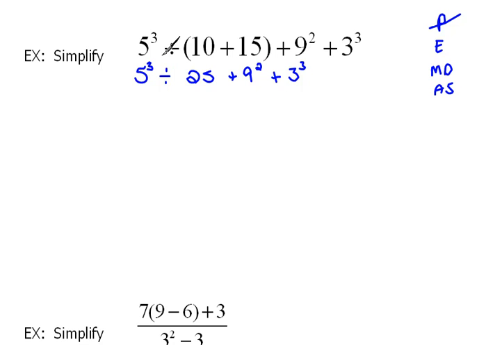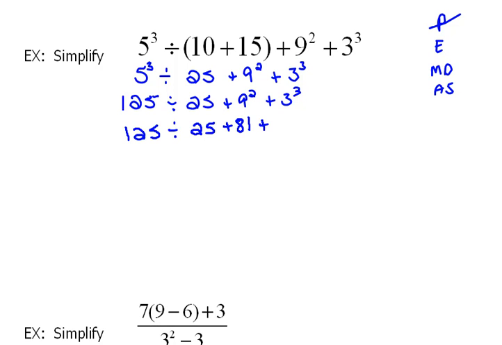So let's do the 5 cubed first. That means 5 times 5 times 5, which is 125. And then I'm going to recopy everything else, only doing one step at a time. Now the 9 squared, which would be 81, and I'm going to recopy everything else. And now the 3 cubed, which would be 3 times 3 times 3, which is 27, and I'm going to recopy everything else.